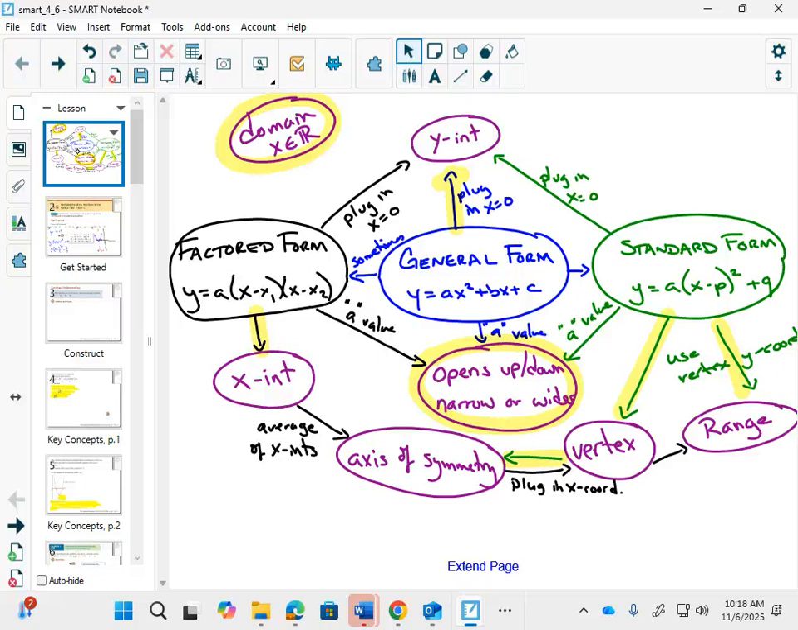Could you not find your x-intercept just by plugging in 0 for y and then solving it? How do you solve it then? Technically you could plug in 0 for y, and then you could solve by square rooting. But usually what happens when you plug in 0 for y, people multiply this out and still factor, so they end up going to the factored form anyways.